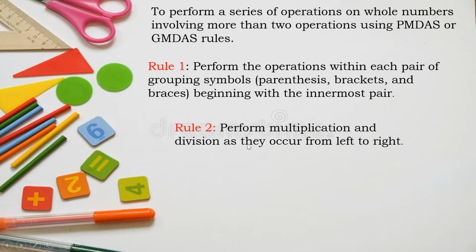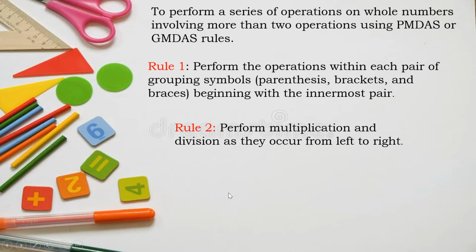Okay? Rule number 2, perform multiplication and division as they occur from left to right. So after nyo masolve yung inside the parentheses and the brackets and the braces, ang susunod nyong ipiperform or isosolve ay multiplication or division from left to right. Say for example, may naunang division, so una nyong isosolve muna si division. Kaya nga po, from left to right.